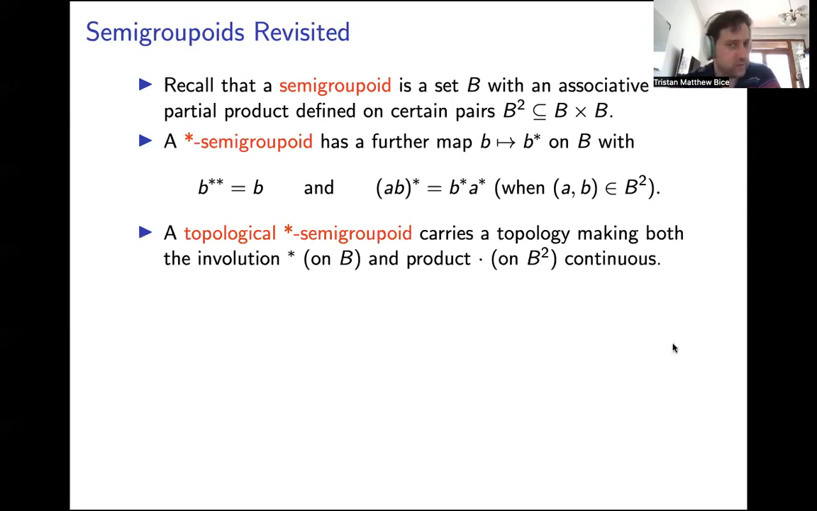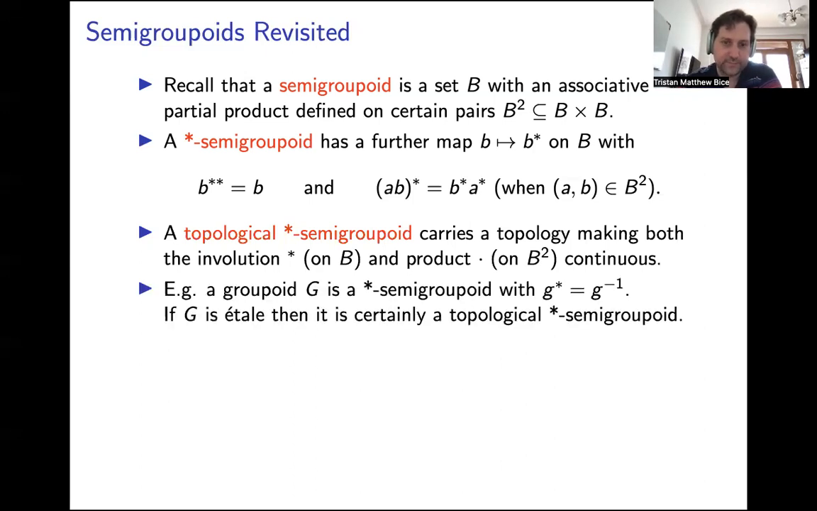A topological star semigroupoid, as you would expect, has a topology making all the relevant maps continuous. Here we have two maps. We have the involution on the whole of B, and we have the product defined on certain pairs, considered as a subspace of the product. So these two maps have to be continuous. That's what you need to have a topological star semigroupoid.